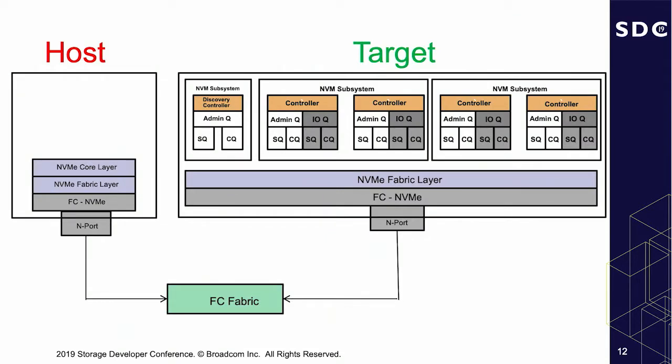And this is like one step, one more level down. So you can see on the target, we have a discovery controller. You would notice that it doesn't have any IO queues. Then we have the NVMe subsystem, which has an admin queue and an IO queue, and there could be many controllers in a subsystem and many subsystems. So all these combinations are there.